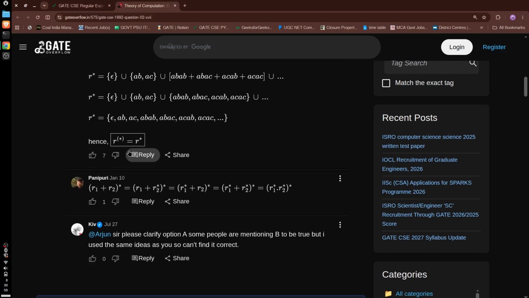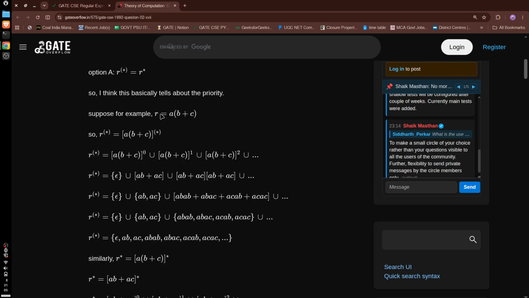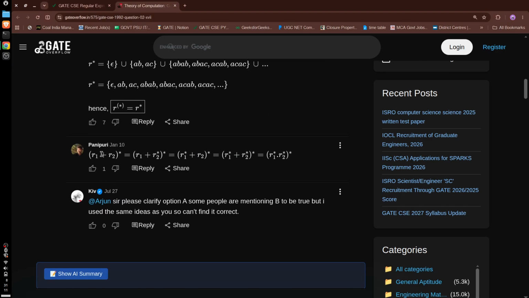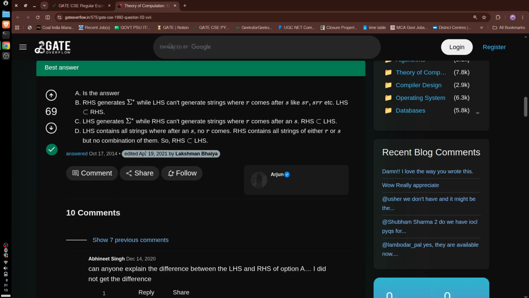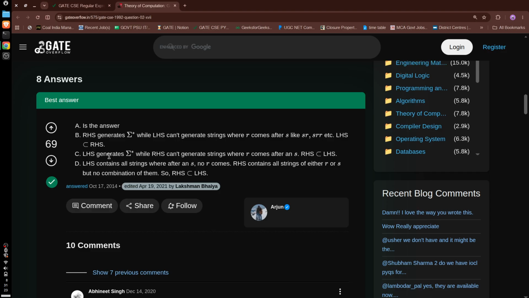Okay, this is the same thing. They are saying a plus b and all this. Okay, they are using formulas. A is the right answer. The RHS sign is not making a reason, so the LHS generates stars, while the second generates R coming after S.